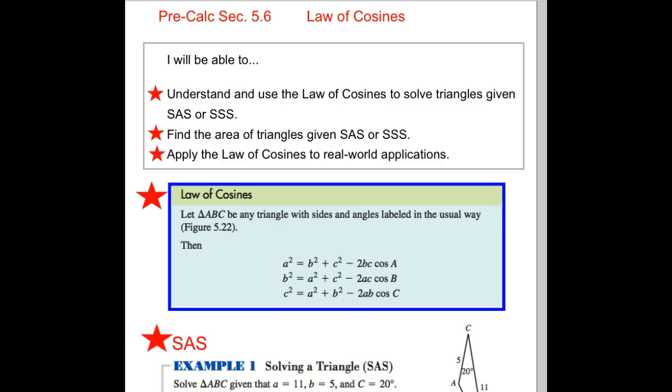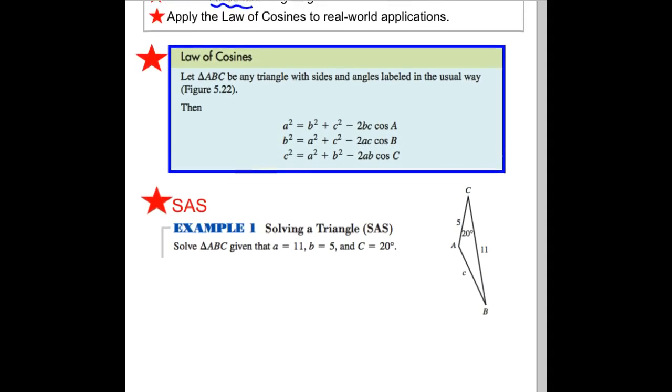So in 5.6, we are looking at law of cosines. We are going to be working with two situations here, side angle side and side side side, and how we use that law of cosines to solve the type of triangle. We also will look at a couple of different area formulas, not requiring that we know a base and an altitude. And then tomorrow we will look at applying that law of cosines.